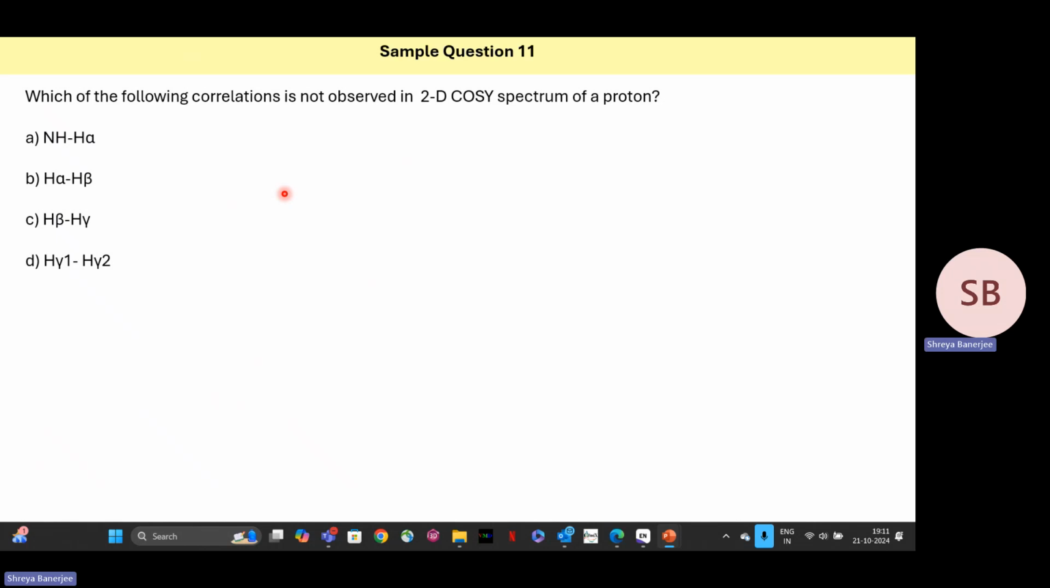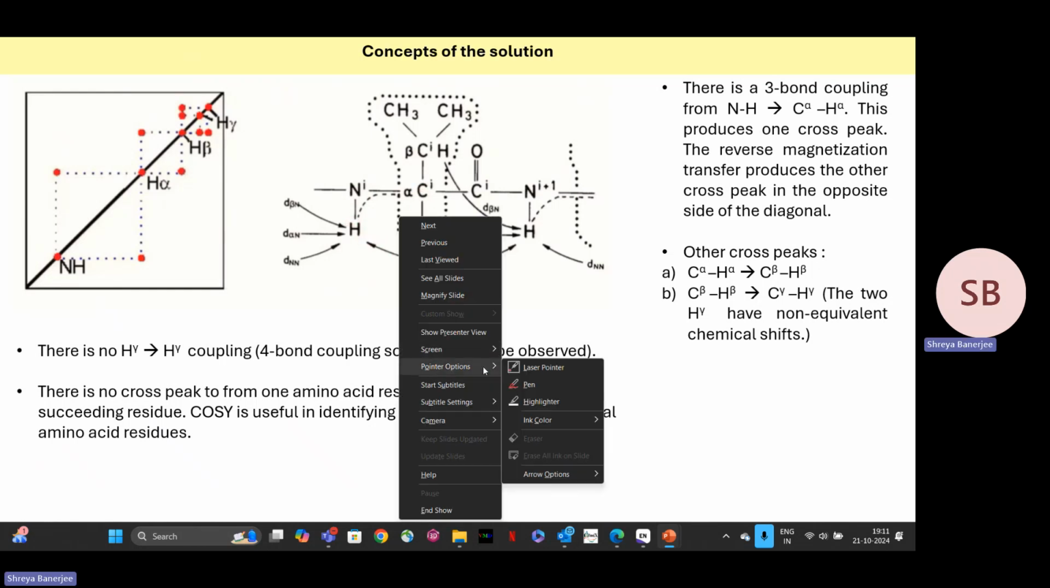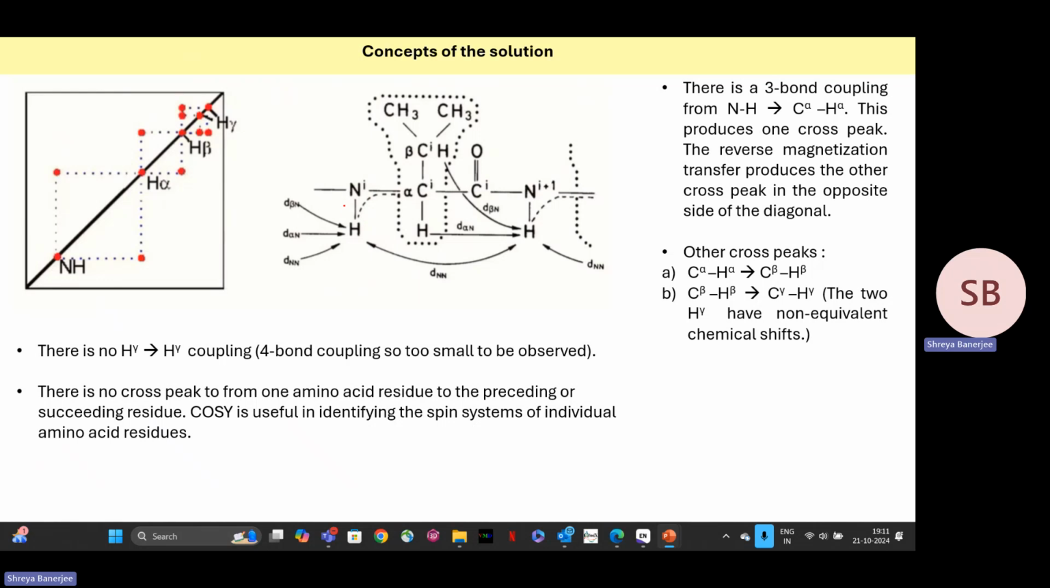The next question is asking, which of the following correlations is not observed in a 2D COSY spectrum of a proton? In COSY spectrum, what happens is that there is 3-bond coupling. So from NH, NH-C alpha correlation can be observed because there are 3 bonds, 1, 2, and 3. So NH-C alpha will give you this peak.